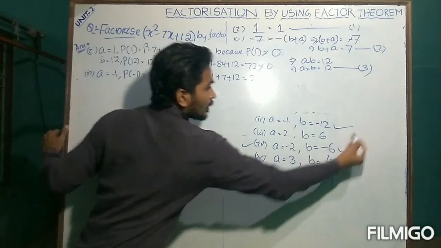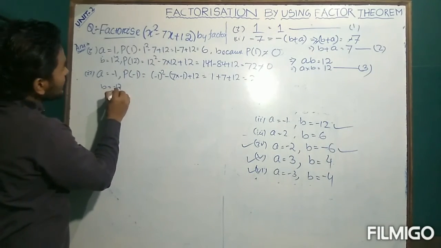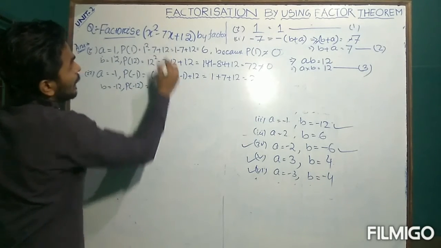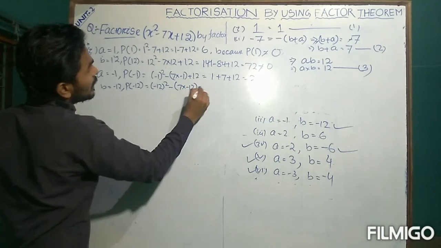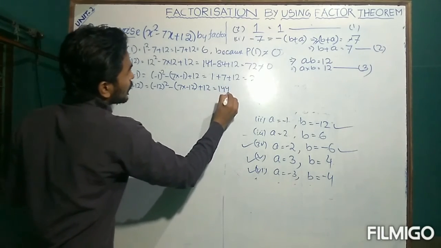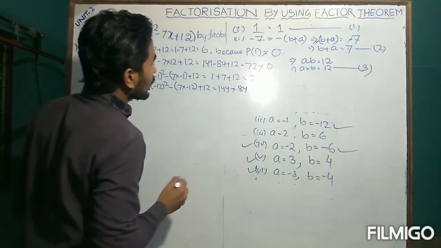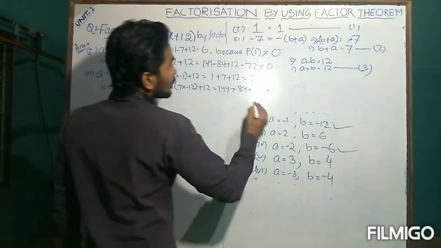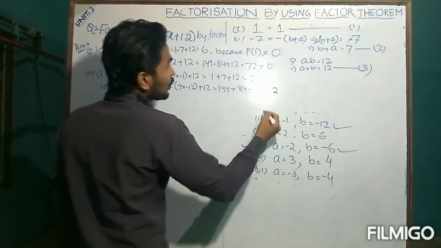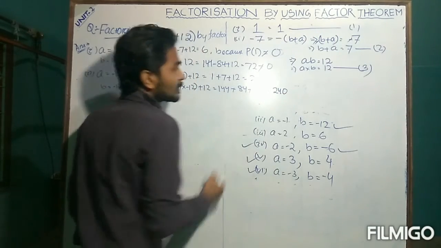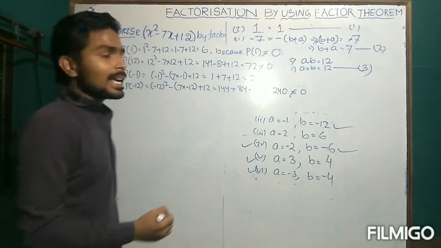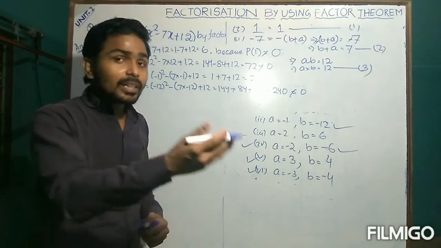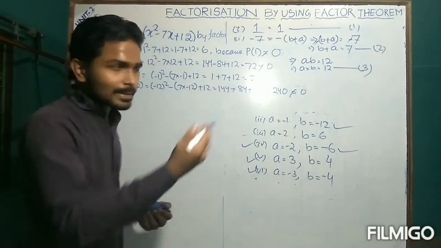Let us check with B is equal to minus 12. So p of minus 12 is equal to minus 12 square minus 7 into minus 12 plus 12, which is 144 plus 84 plus 12, equal to 240. So it is also not equal to 0. That means for B is equal to minus 12, the polynomial doesn't completely divide the other polynomial, so that the remainder will not be 0.